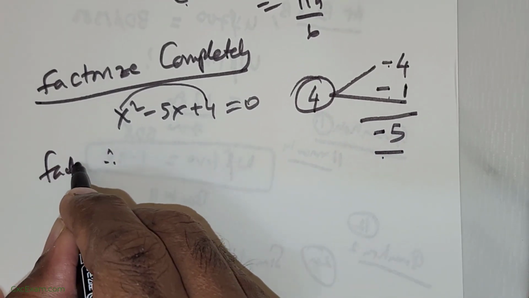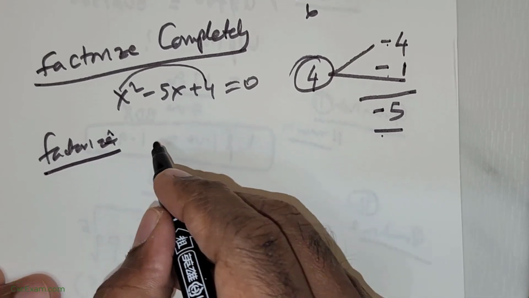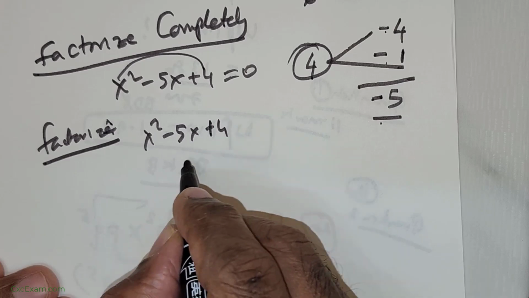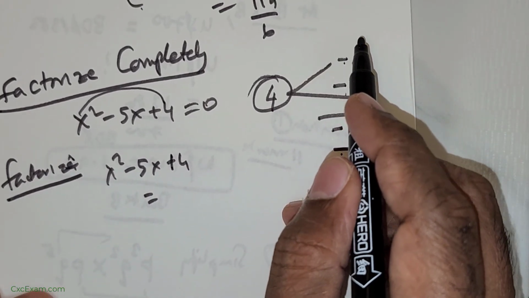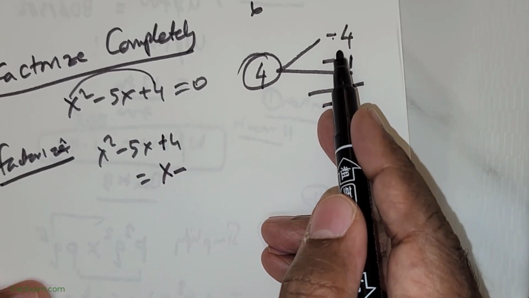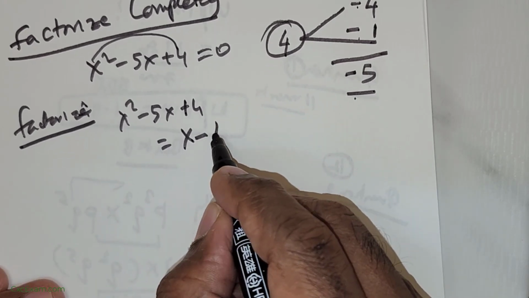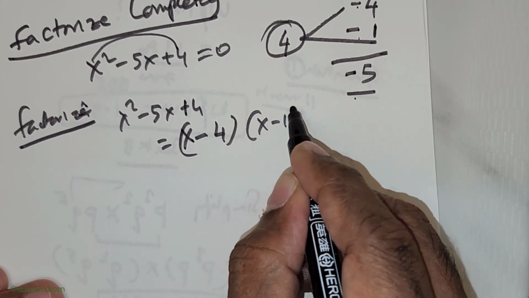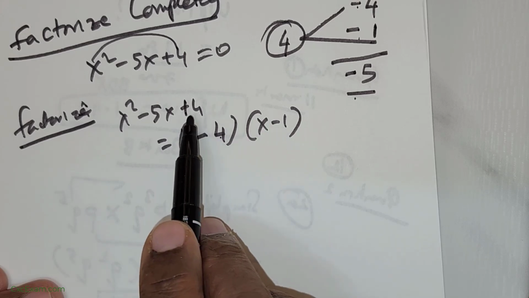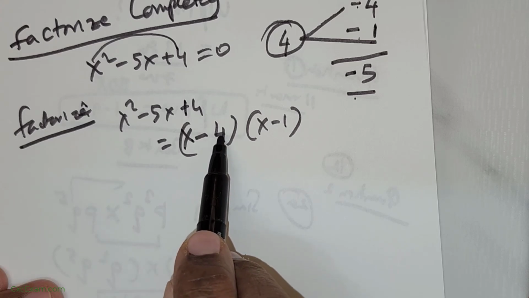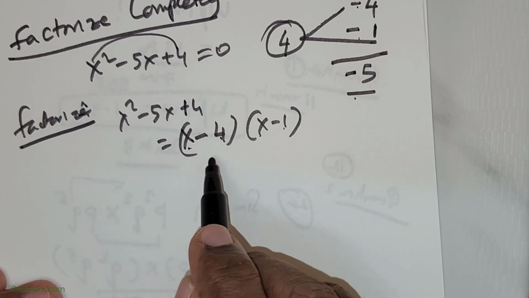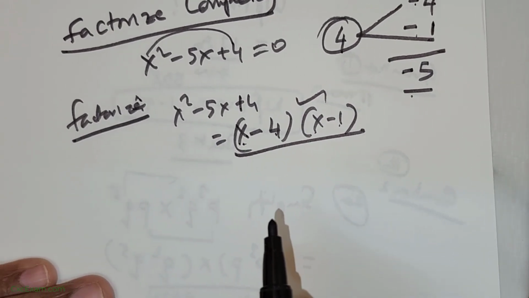So if they ask you to factorize, the factorization for x squared minus 5x plus 4 is going to be x followed by the values that you see here. What do you see there? x minus 4 times x minus 1. Now negative 4 into negative 1 gives you positive 4. Negative 4 times x and negative x is negative 5x. And x into x is x squared. So this is the solution for this question.